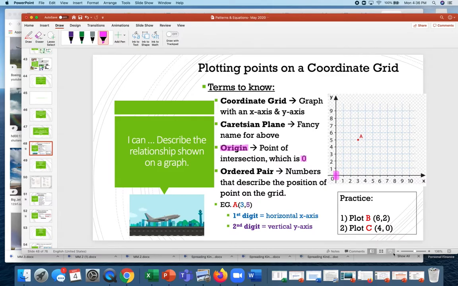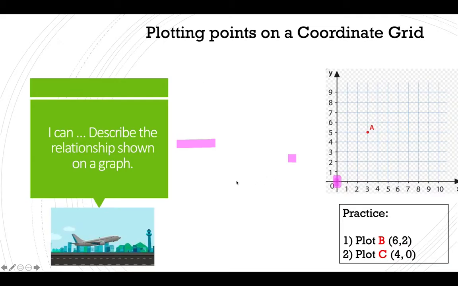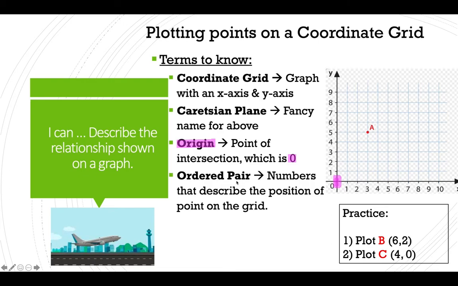Okay. Now, the next thing is an ordered pair. This is the most important term that we're going to be using today, understanding what an ordered pair is. So an ordered pair is a group of two numbers that describe the position of a point on the grid. So, for example, point A, if this is where your little battleship was, the ordered pair for A would be 3, 5.